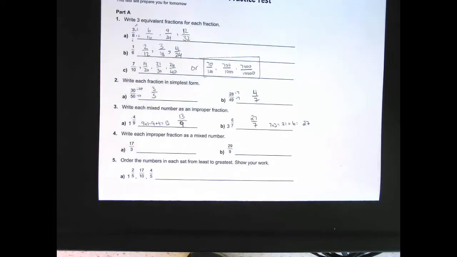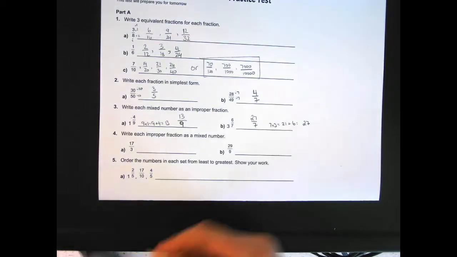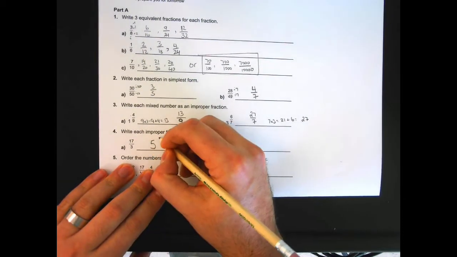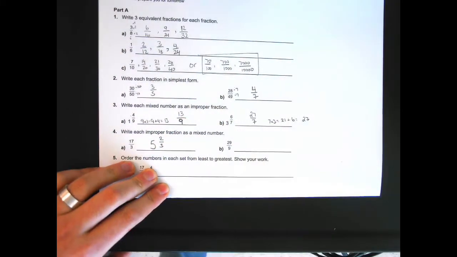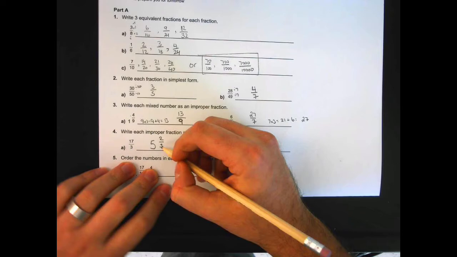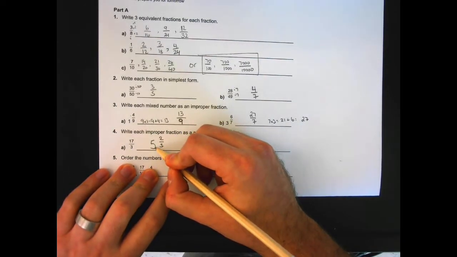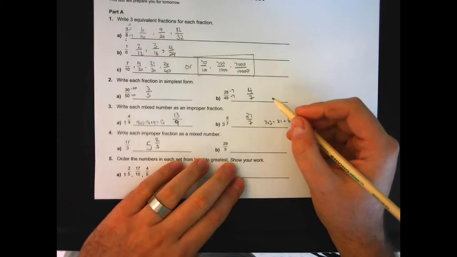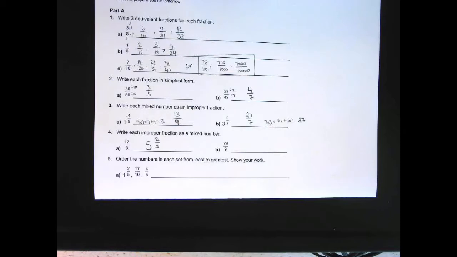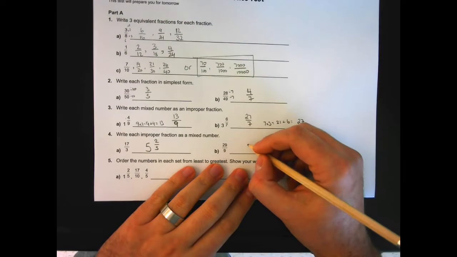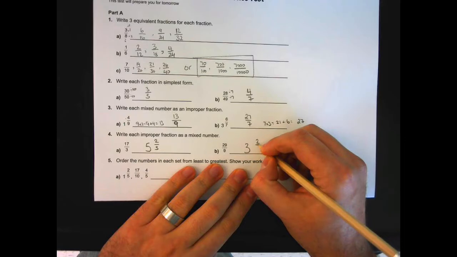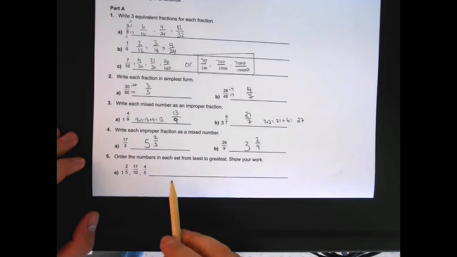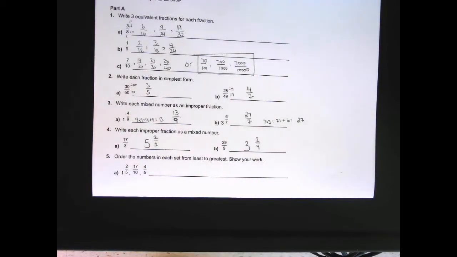Number 4, write each improper fraction as a mixed number. So now it's going backwards. The first one: 5 and 2 over 3. And to check that, if you took 3 times 5, that gives you 15, plus 2 is 17. What about 4b? Come on. 3 wholes and 2 over 9. 9 times 3, 27.